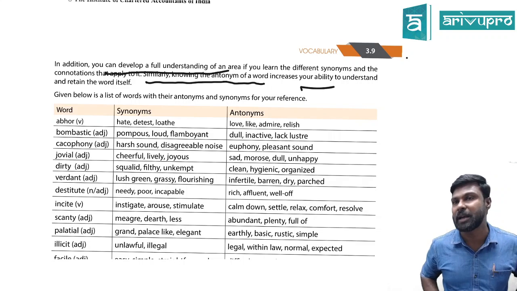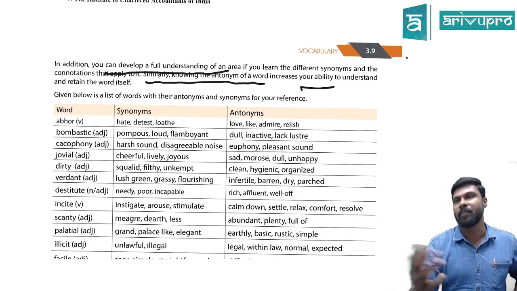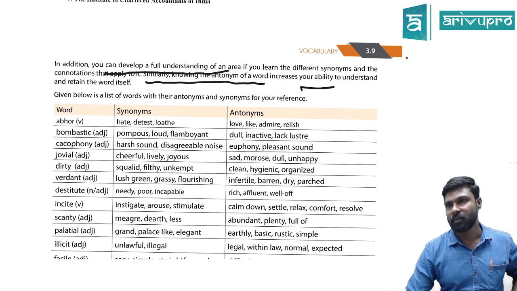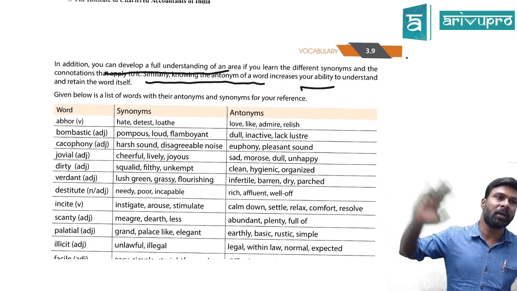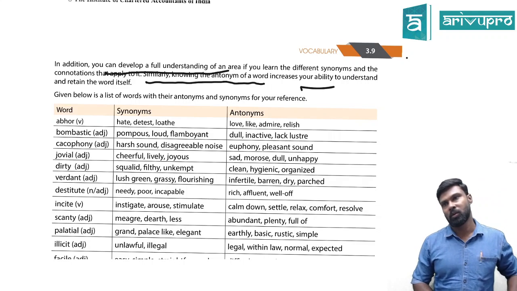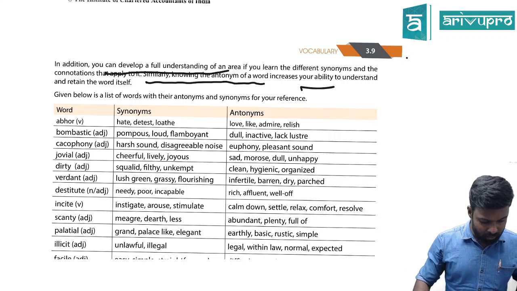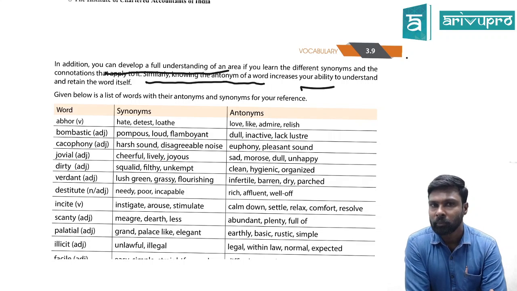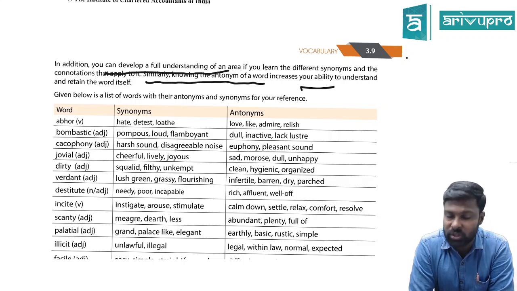Pleasant sound. Euphoniously he spoke to me. Right? He spoke to me pleasantly. This particular person has a pleasant voice. I heard a pleasing sound coming from the zoo, and that put me to sleep. Next one. Jovial. Cheerful, lively, joyous. And opposites are sad, morose, dull and unhappy.